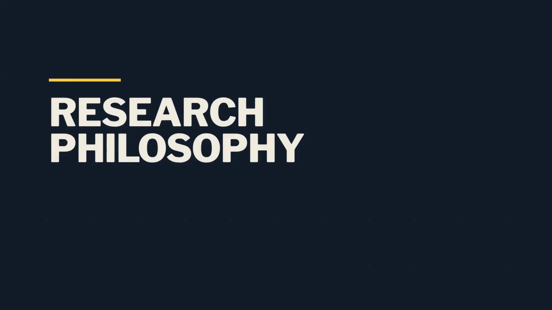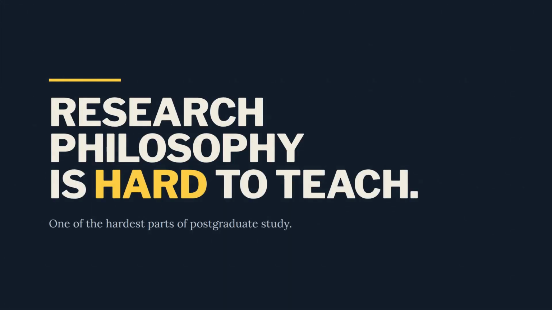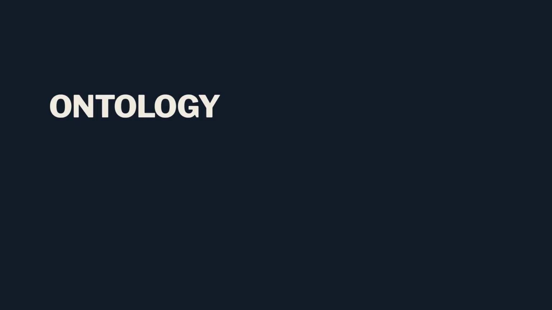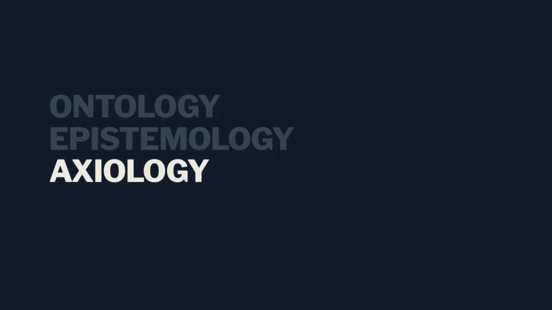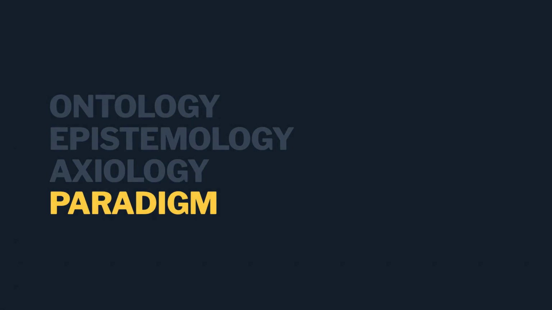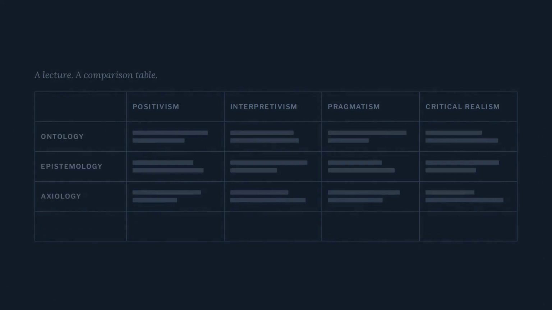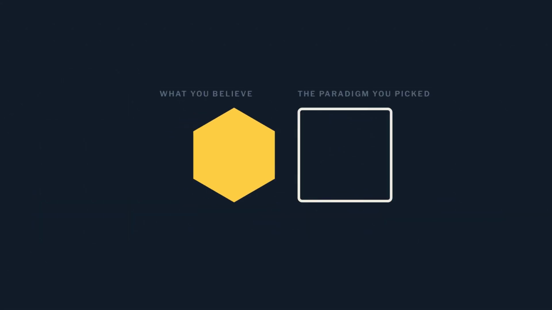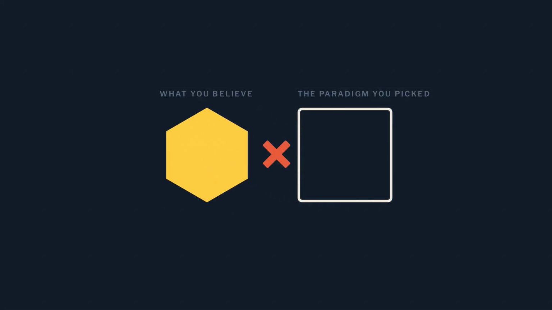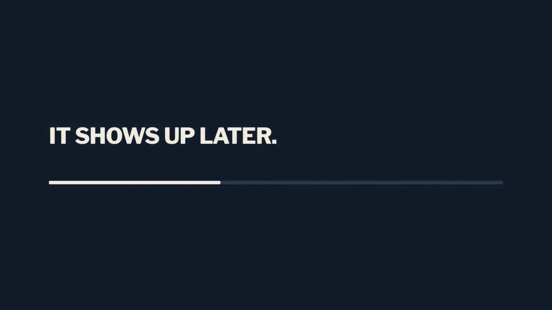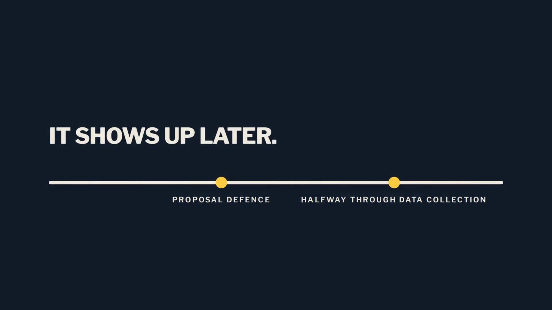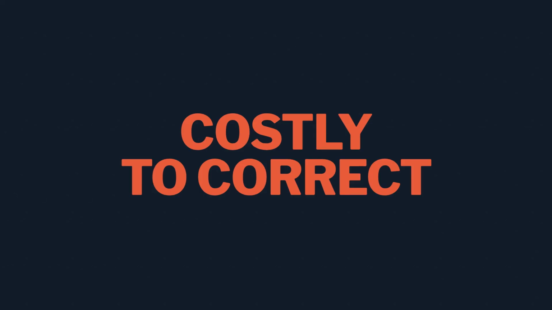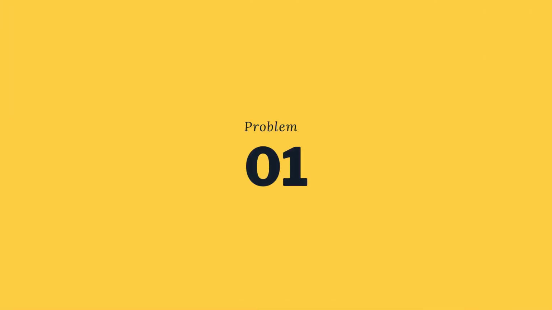Research philosophy is one of the hardest parts of postgraduate study to teach. Ontology, epistemology, axiology, paradigm. Most students meet these terms for the first time in a lecture next to a comparison table. So they memorize the labels, then they pick a paradigm that doesn't match what they believe about their own problem. The mismatch shows up later, at the proposal defense or halfway through data collection, and by then it is costly to correct. That's the first problem.